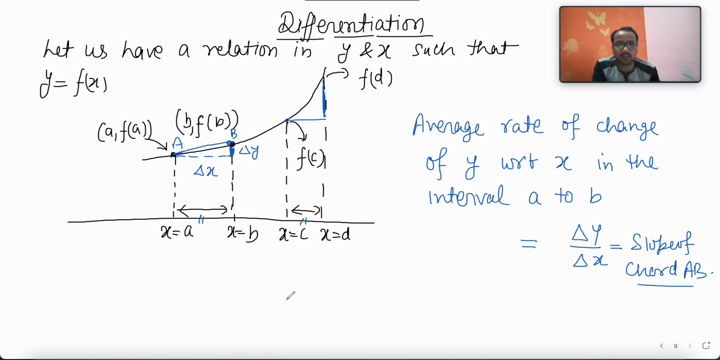I hope this much is clear. So average change of y with respect to x is what? Delta y upon delta x. Delta y upon delta x is what? The slope of the chord joining the initial point to the final point. Clear? Now this delta y upon delta x is not the differentiation. Differentiation is something else.